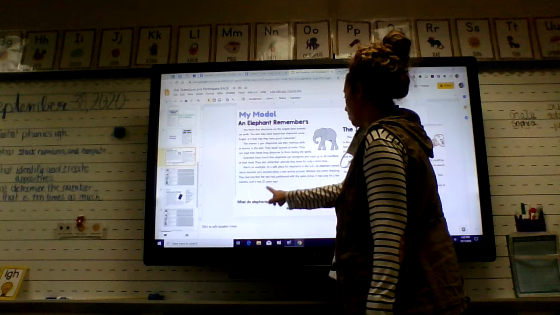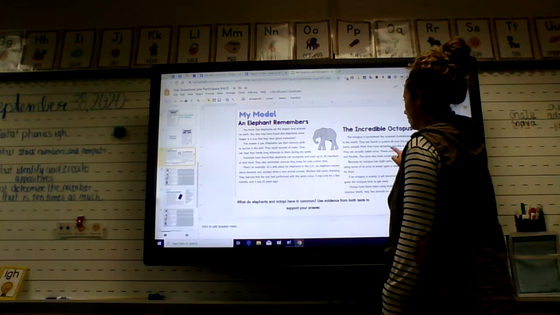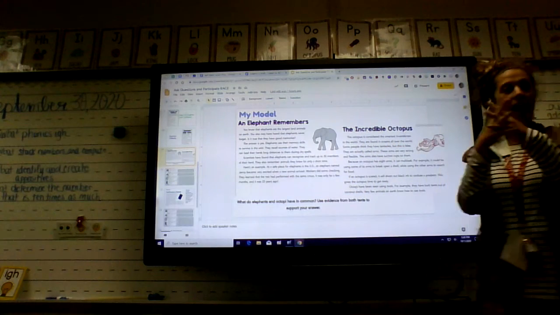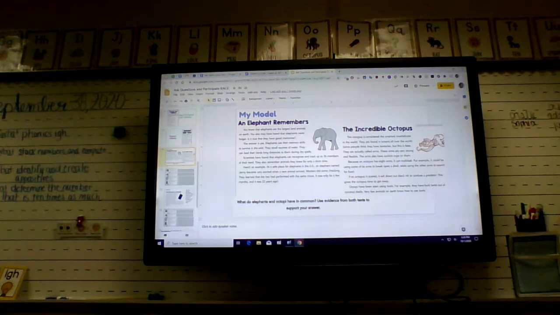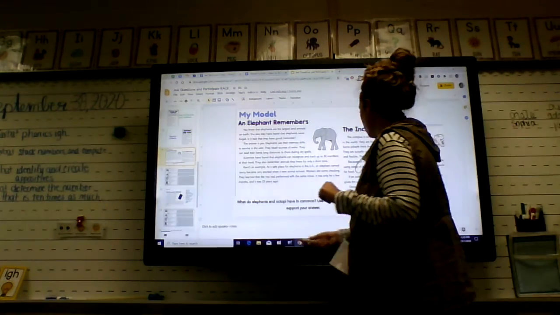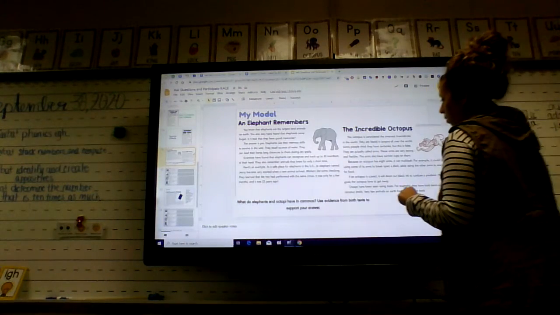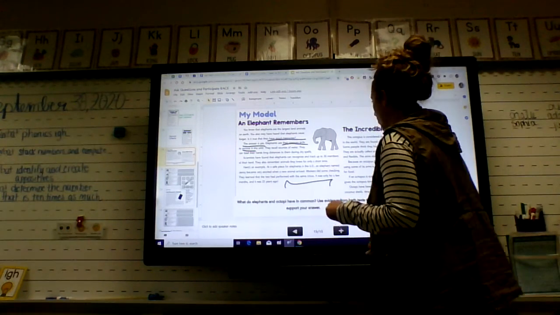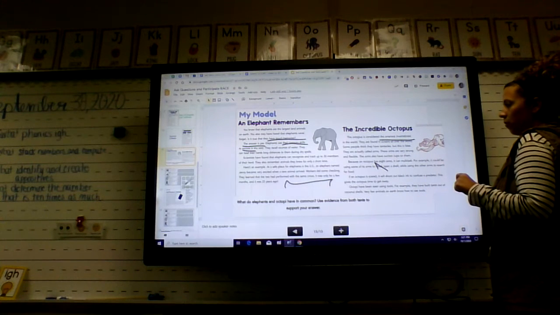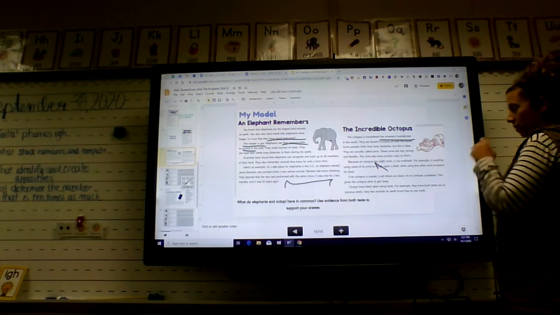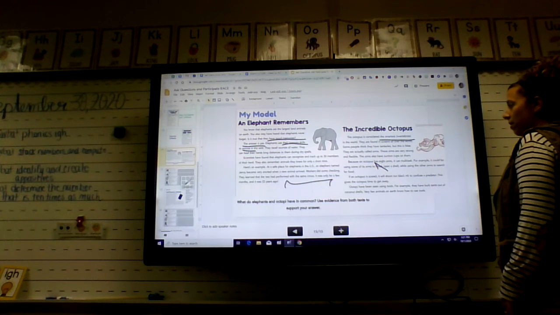So, it says, what do elephants and octopi have in common? So, I'm looking for what they have that's the same. Very good. The octopus is considered the smartest invertebrate in the world. So, that means the smartest animal without a backbone. They are found in oceans all over the world. Some people think they have tentacles, but this is false.